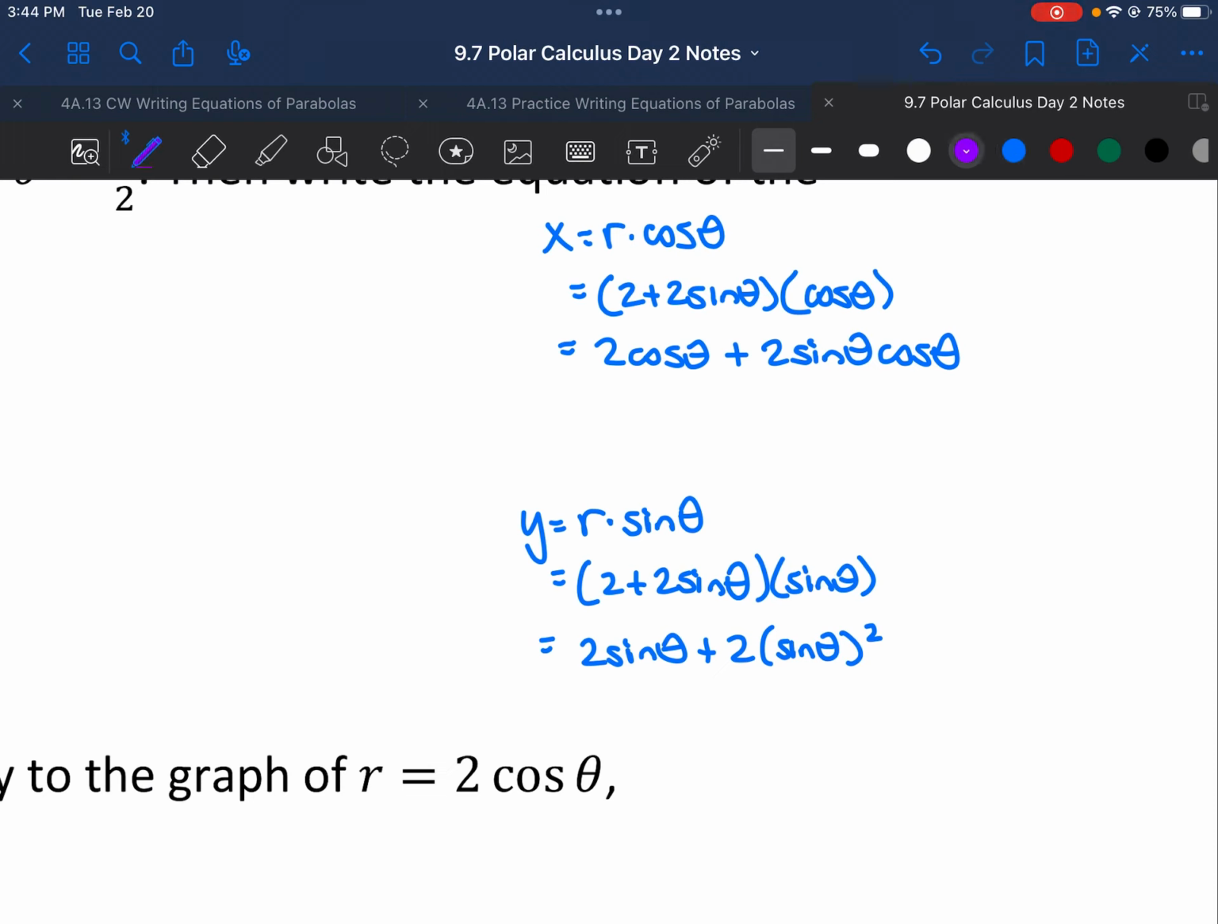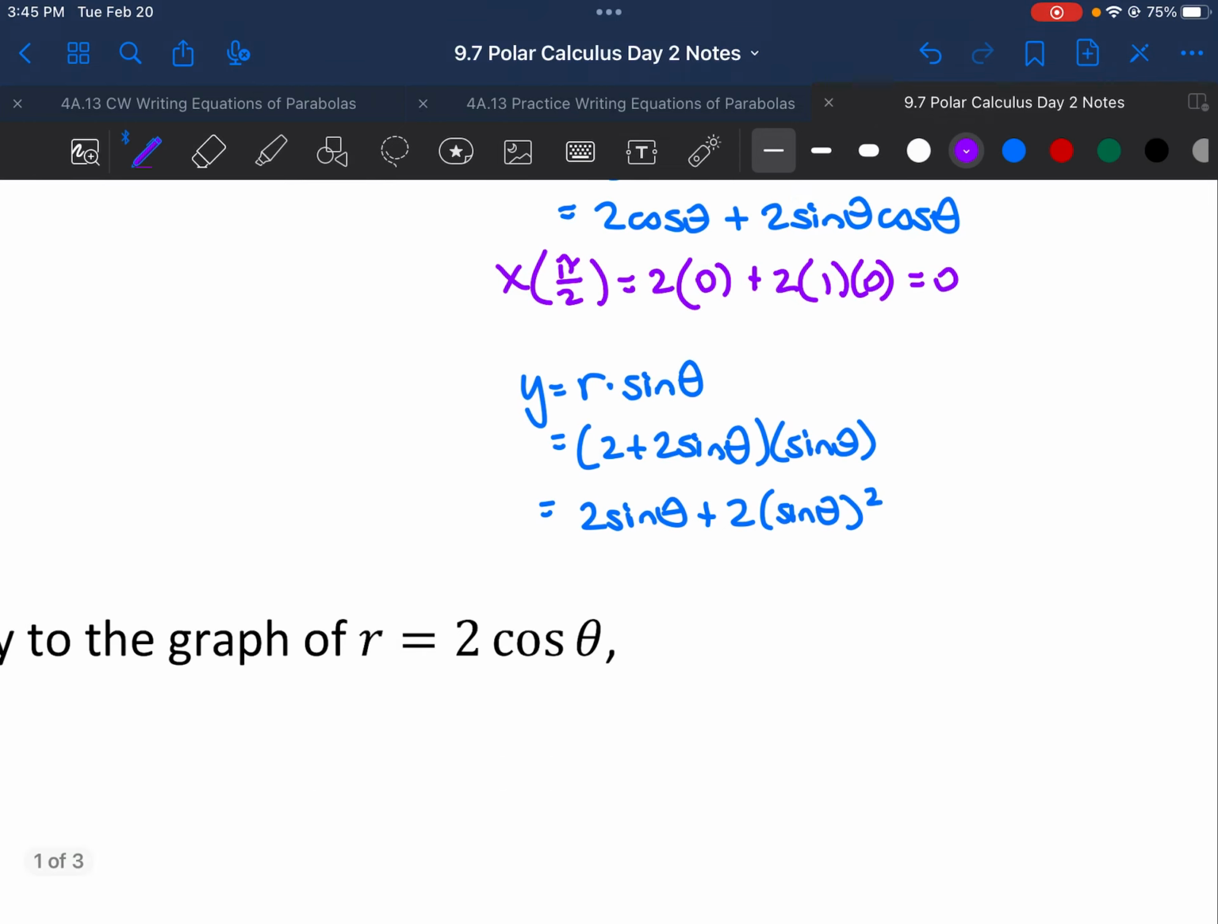We also need the x and y at theta equals pi over 2. So let's go ahead and calculate those real quick. X at pi over 2 equals, so we got the function right here. Cosine at pi over 2 again is 0 plus 2 times 1 times 0. So that equals 0. Y at pi over 2 equals 2 times 1 plus 2 times 1 squared. That's going to equal 4.